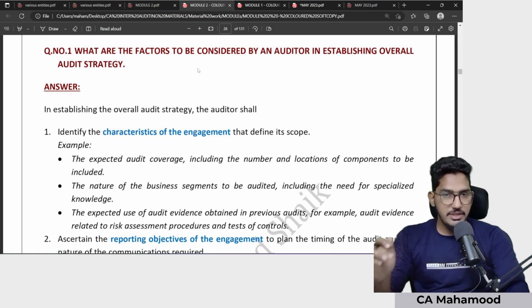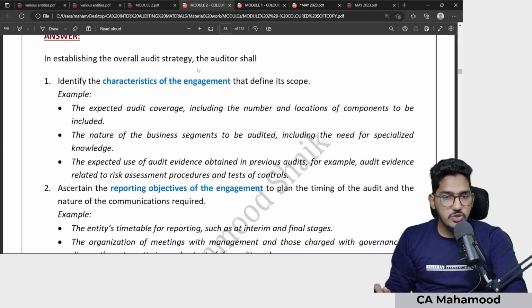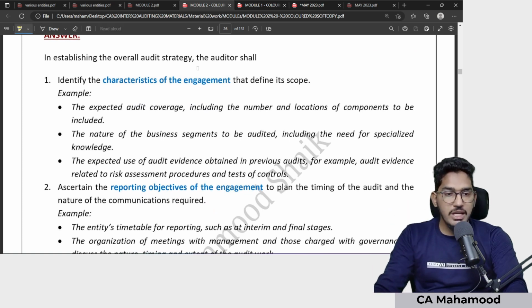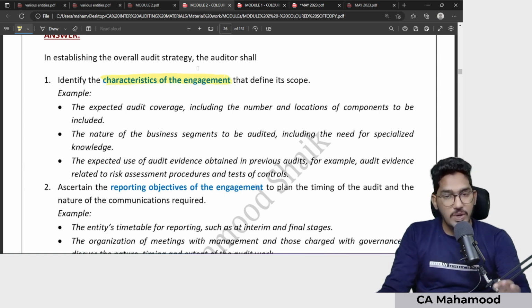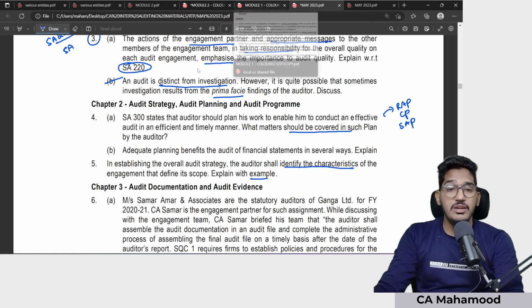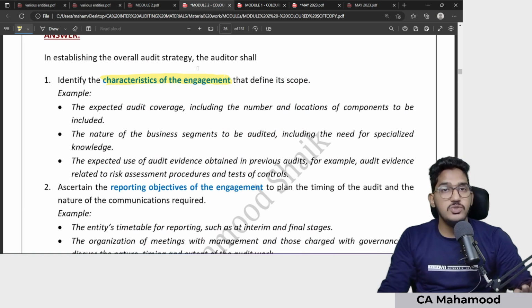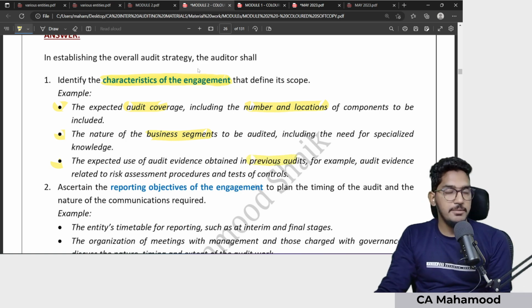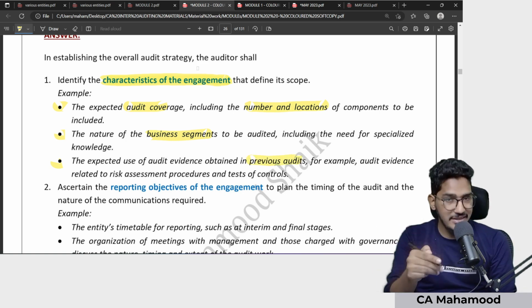See, this is the question. In this question, we have seen that there are 5 factors which auditor should consider in establishing audit strategy. They are not asking about all the factors. They are only asking about this factor. So as an auditor, you need to consider characteristics of the engagement. What particularly you will try to understand regarding characteristics of the engagement, that is what the question is about. So what we will try to understand regarding characteristics of the engagement, these 3 examples you are supposed to write, nothing else. Like you need to cover expected audit coverage, number and location of the components, what business segments you have to verify, and previous audit evidence, how far that is available. So this is what you need to write, not the entire answer here.